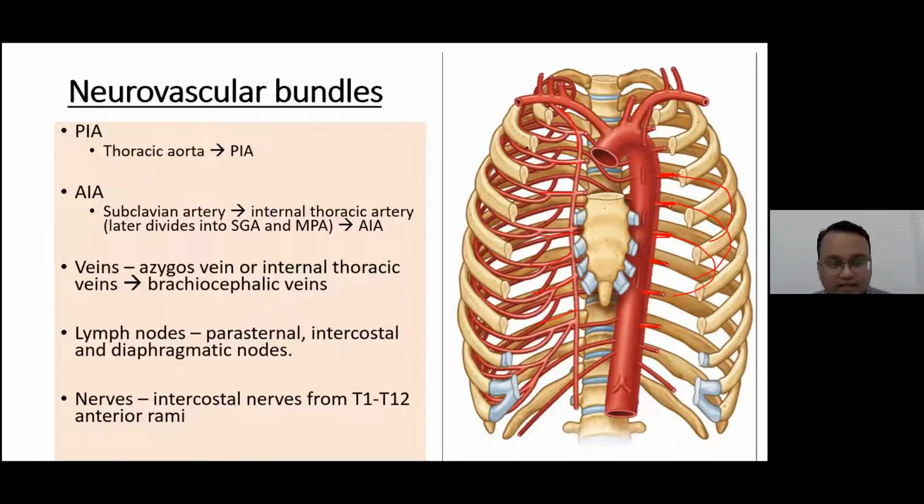Then as for the veins, they will drain into the azygos vein, and the internal thoracic vein into the brachiocephalic vein. You have lymph nodes all over, in the parasternal area, the intercostal lymph nodes and the diaphragmatic nodes. And the nerves are supplied by the intercostal nerves from T1 to T12 of the anterior rami, giving the somatic sensation to the body.